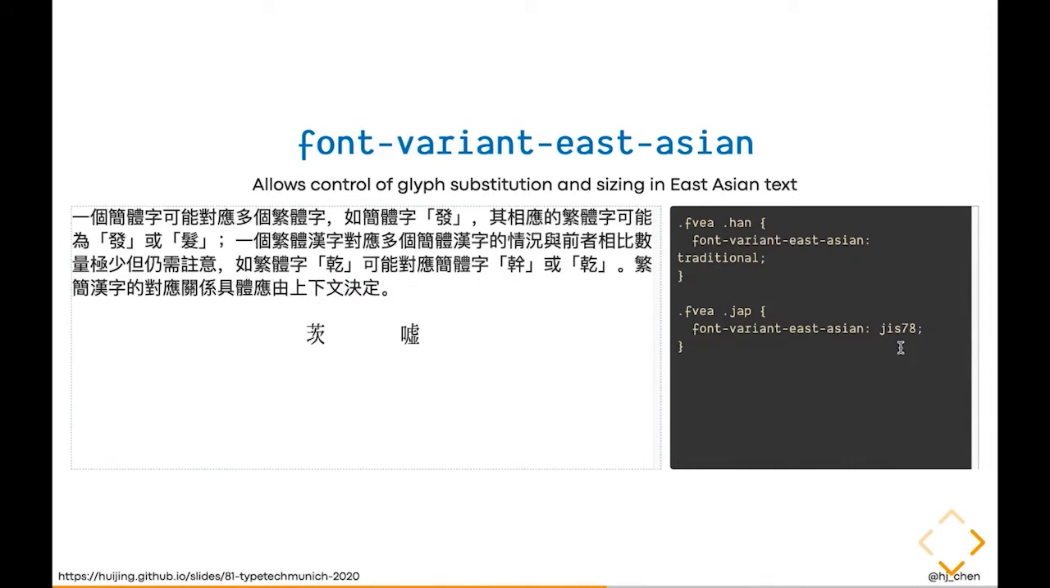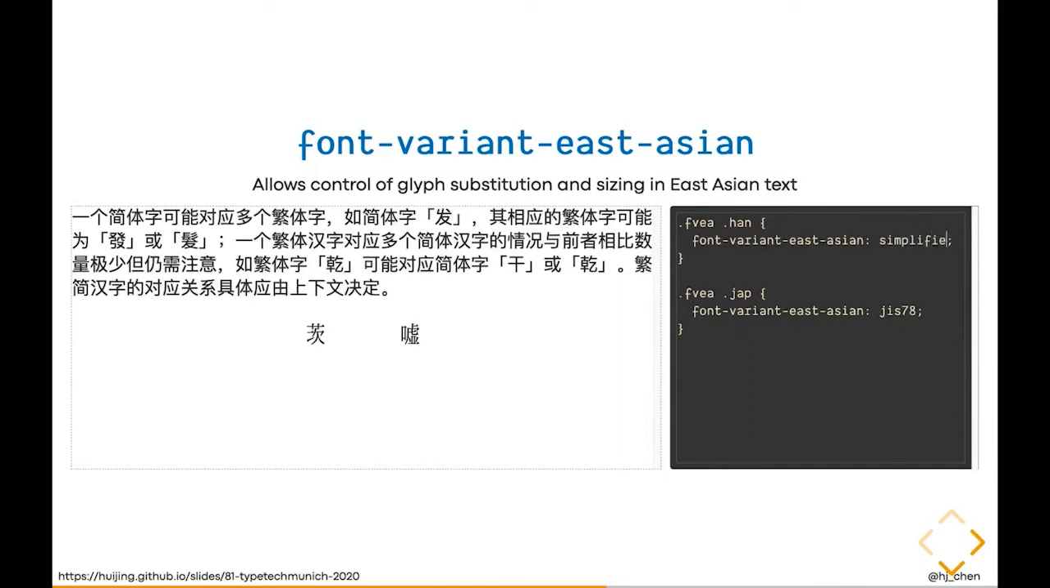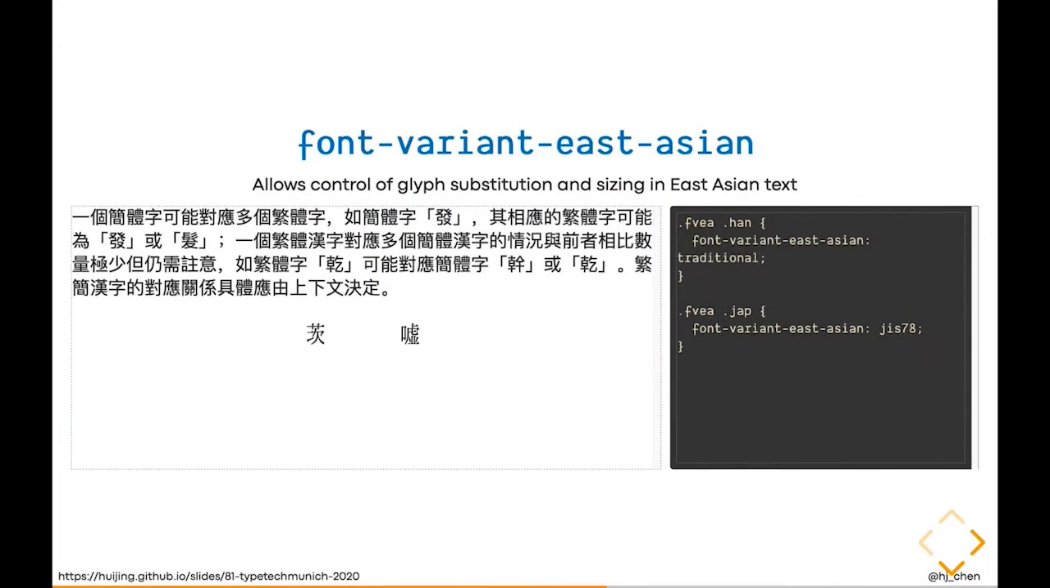There's one particular font variant property for East Asian text, for example, that allows us to control glyph substitution and positioning for Han characters. So here it's set to traditional. I can change it to simplified. And you can see that there's a difference in the fonts being rendered, but it's the same run of text. It's just a different glyph, right? And there's also some for Japanese because they have different industrial standards. So this is a pretty specific font variant.